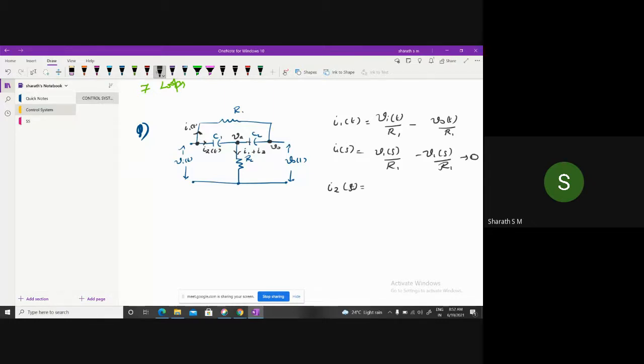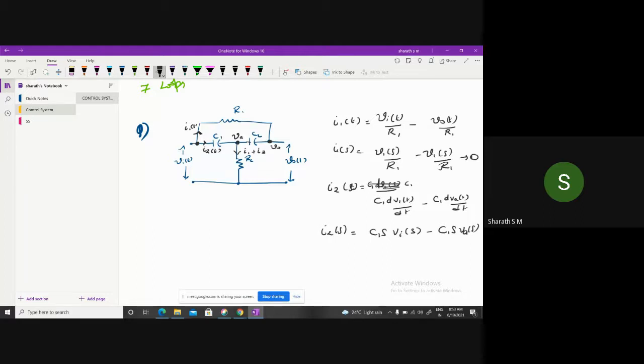The same way we can write I2 of t is equal to, here we have a capacitor, so C1 into dVi of t divided by dt minus C1 into dVA of t divided by dt. So I2 of S is equal to C1S into Vi of S minus C1S into VA of S. That's equation 2.